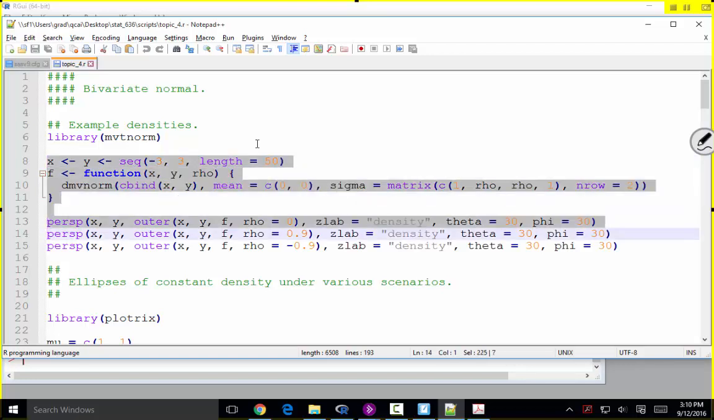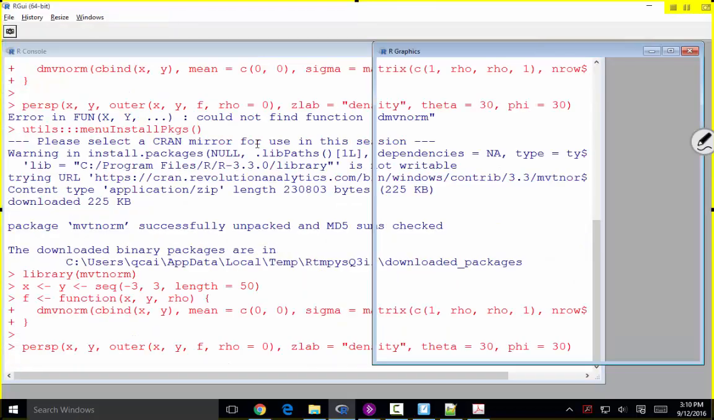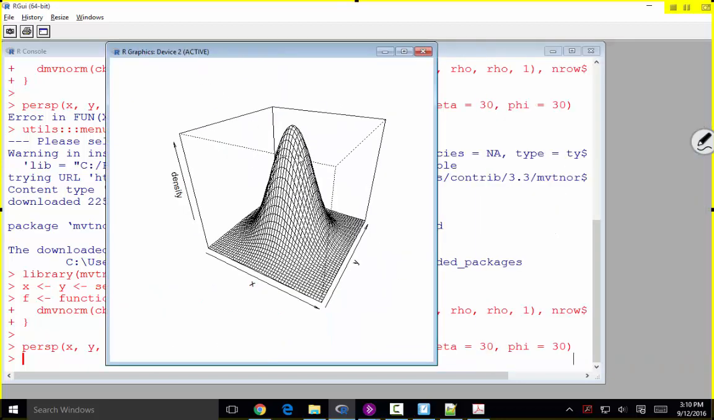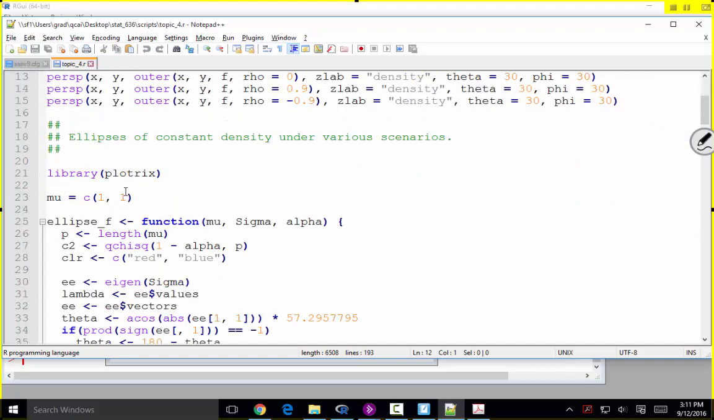The outer function I'm using here, you can copy-paste, mimic that code if you need to in our class. I don't need you to know how to do outer all that much. But here's a picture that I get. So you can use the perspective function to make 3-dimensional figures. Here is an example of drawing an ellipse.